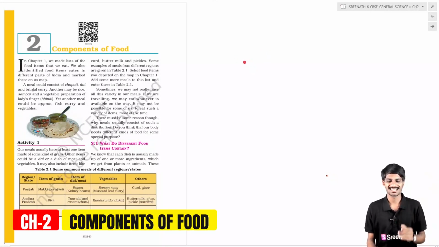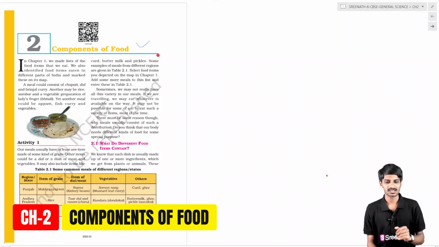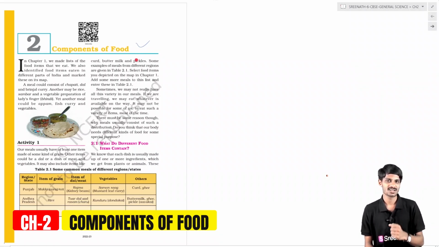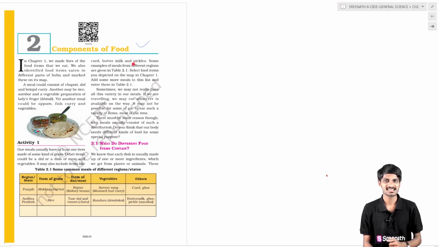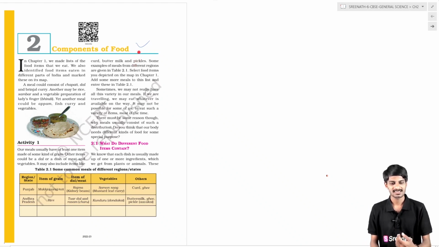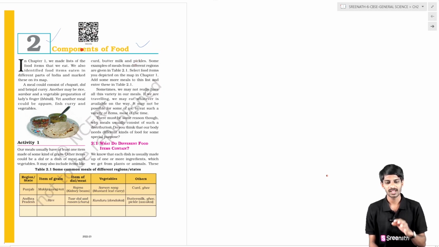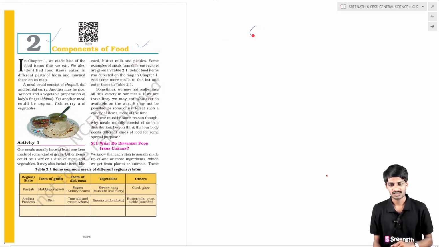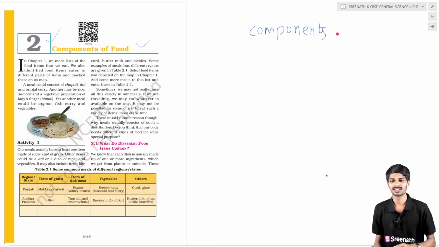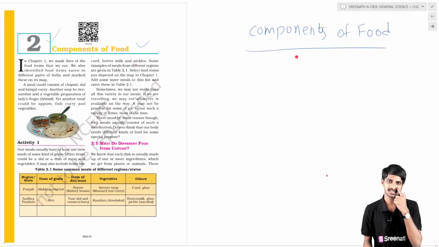Today we are going to discuss a new chapter, that is components of food. It is from the CBSE 6th class science syllabus, 2nd chapter. The chapter name is components of food.